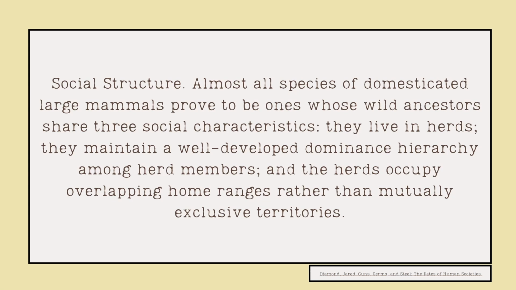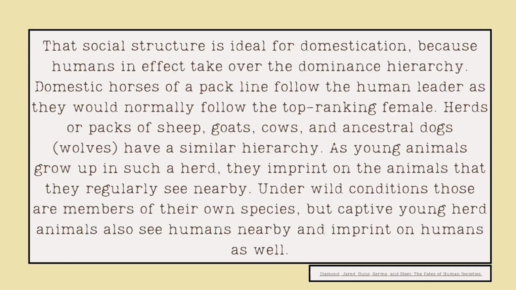Social structure. Almost all species of domesticated large mammals prove to be ones whose wild ancestors share three social characteristics. They live in herds, they maintain a well-developed dominance hierarchy among herd members, and the herds occupy overlapping home ranges rather than mutually exclusive territories. That social structure is ideal for domestication because humans in effect take over the dominance hierarchy. Domestic horses of a pack line follow a human leader as they would normally follow the top-ranking female. Herds or packs of sheep, goats, cows, and ancestral dogs, or wolves, have a similar hierarchy.